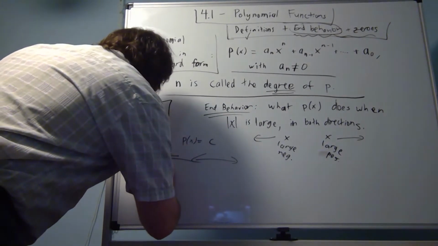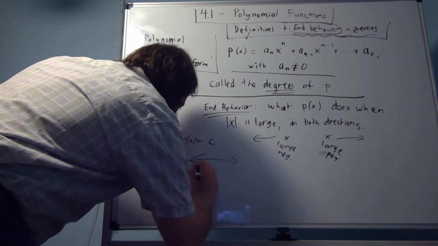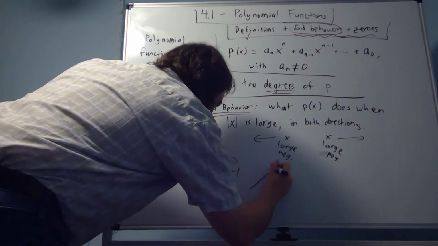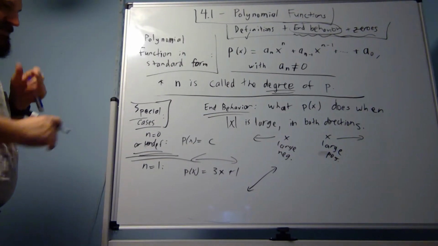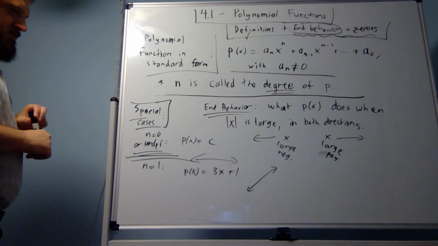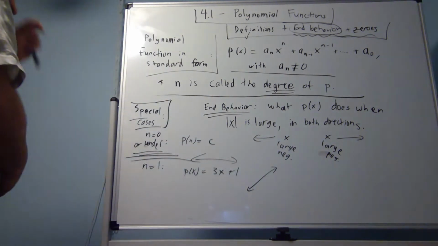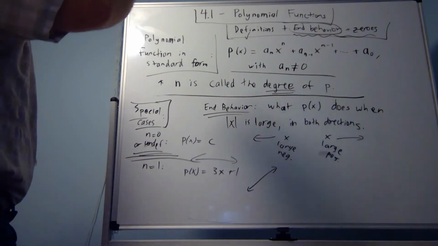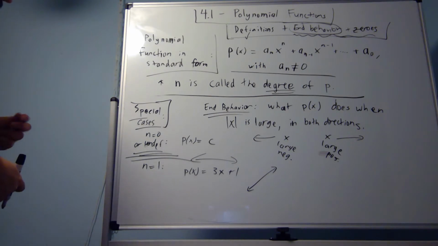And then, if n is equal to 1, there are actually two cases. So p of x could be like 3x plus 1. And then the end behavior is, okay, sure: when x is large, the y values are also large and positive. And when x is large and negative, the y values are large and negative. So you know that it's that diagonal line. You've already described the end behavior.